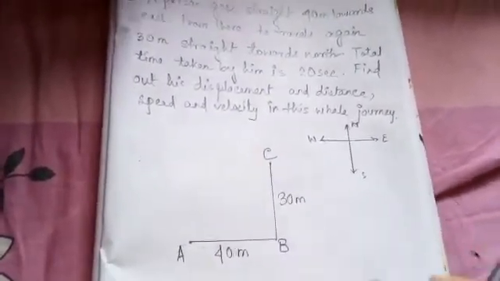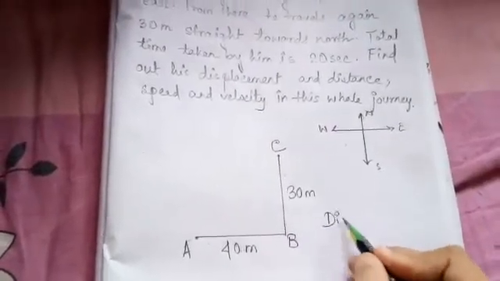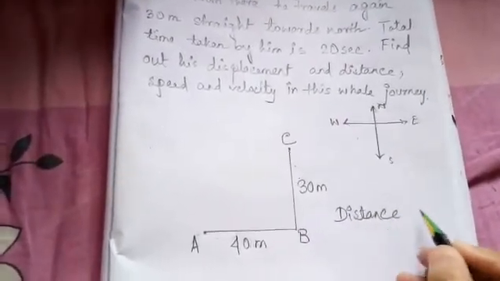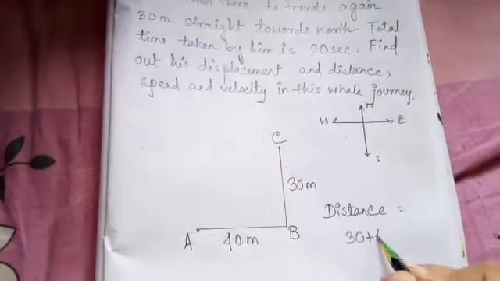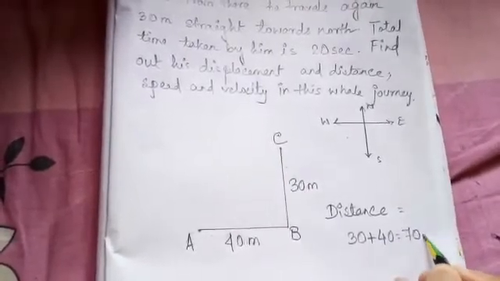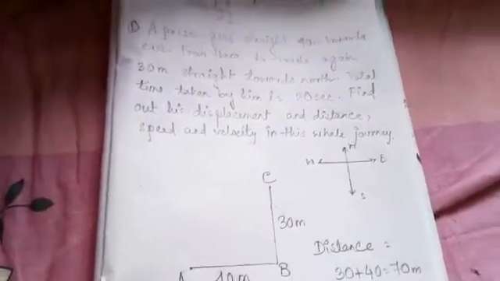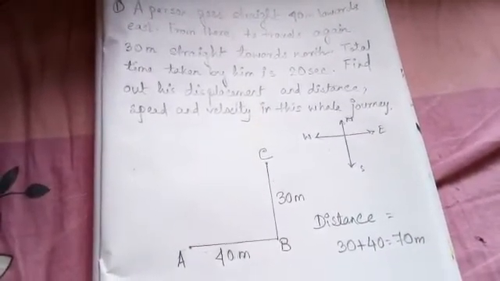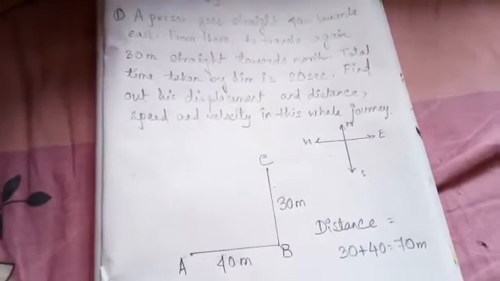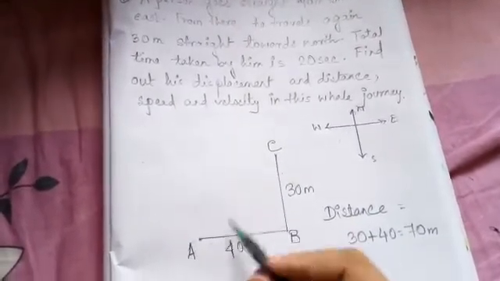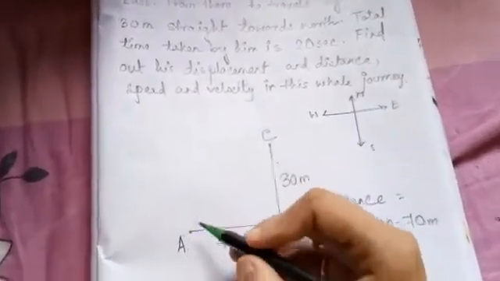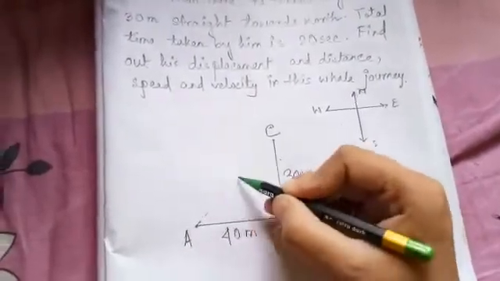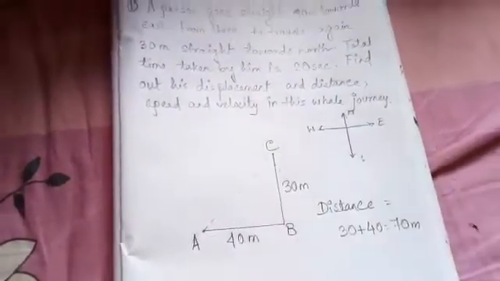So what is the total distance travelled by him? It is very easy. So distance is 30 plus 40 equals to 70 meter. Done. Now how to find out the displacement? Displacement is the straight line distance between initial and final position. This is the initial, this is the final position. Now do a straight line distance. Just do a straight line.